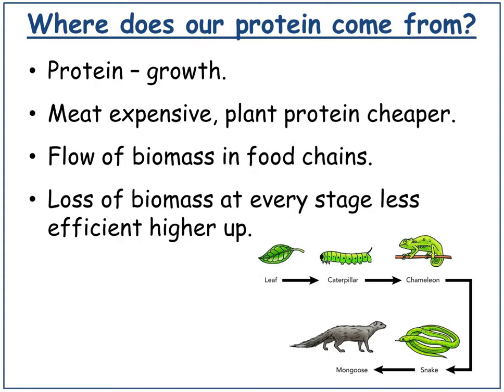Where does our protein come from? We need protein for growth, but meat is very expensive. Plant protein is much cheaper. There is flow of biomass in food chains, and there is loss of biomass at each and every stage. And every stage is less efficient as it gets higher up the food chain.